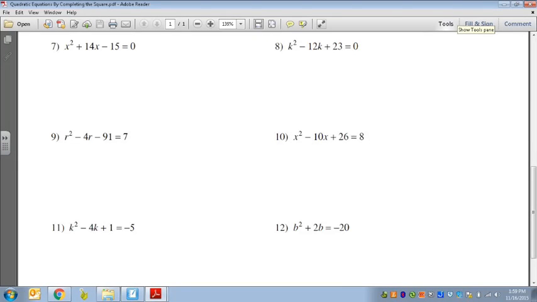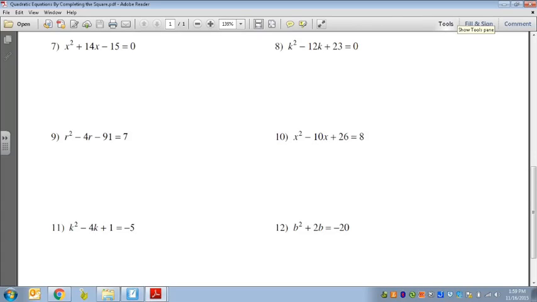All right, so this video is kind of an extension of solving by completing the square. So you'll notice we have quadratic equations, and completing the square can be used when factoring is not an option. Like if you try to factor some of these problems, it won't work out because there's not common factors, or the combination doesn't work out.